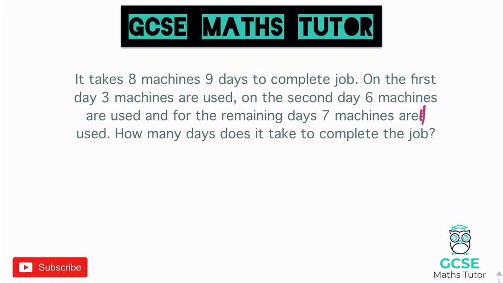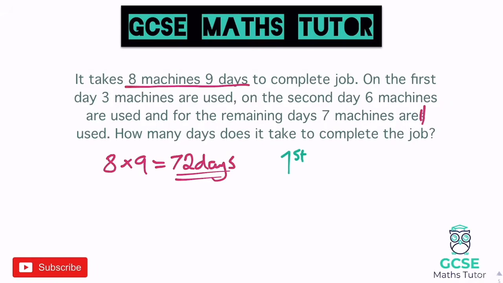So first things first, we've got this first bit of information here, 8 machines and 9 days. So 8 times 9 gives us 72 days in total for this job to be completed by one machine. Now it says on the first day 3 machines are used, so that's 3 days worth of work. That's only on one day, but on that first day there's going to be 3 days of work done. So in total, that's 3 of those 72 days that were going to be done if it was one machine.